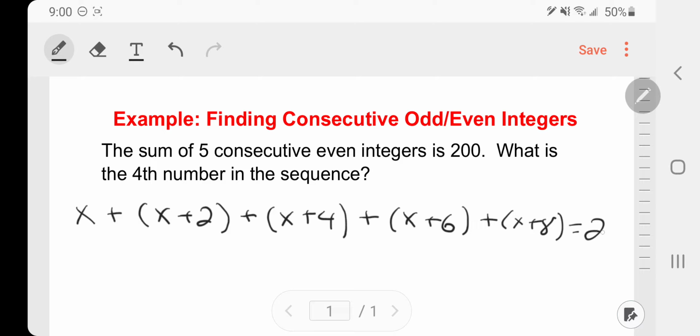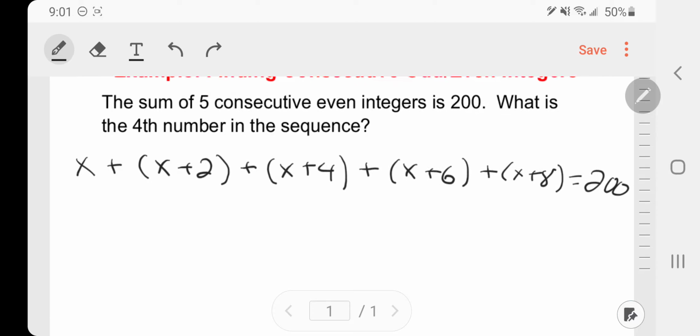And we know the whole thing is going to add up to 200. Now the equation looks a little crazy, but it's actually not as bad as it seems. Again, this represents our first term, our second term, third term, fourth term, and our fifth term in our sequence. Now let's go ahead and solve this. What that's going to give us is our initial term, x, and then we're going to use that to find the rest of our terms.